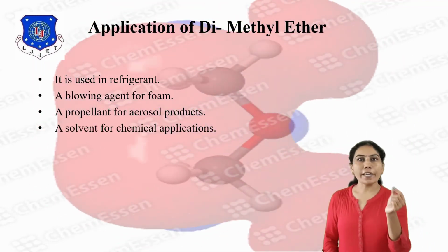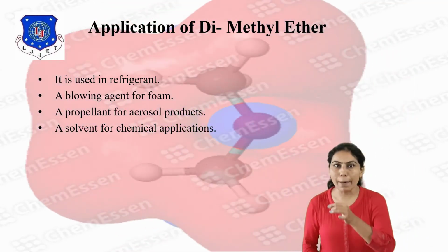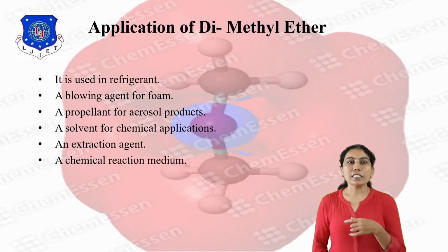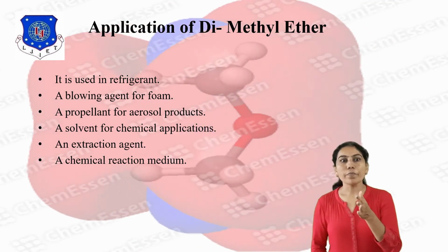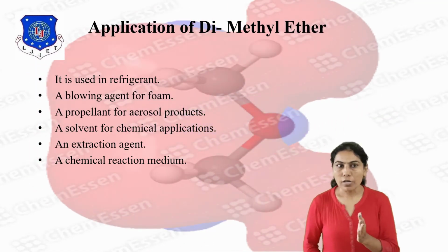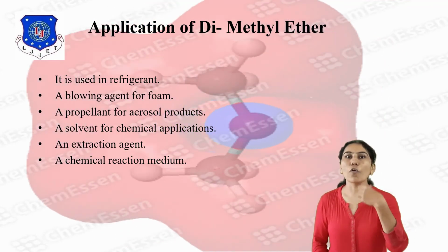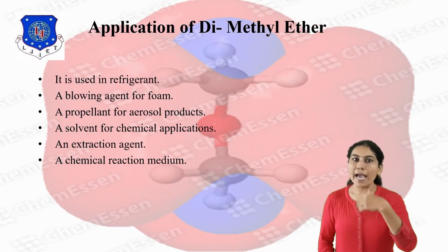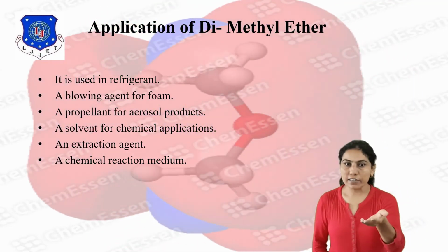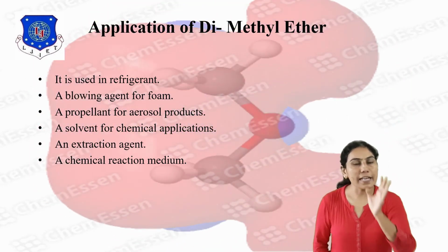It is also used as a solvent for chemical applications, as an extraction agent, and as a chemical reaction medium. This is the application of dimethyl ether: as a refrigerant, a blowing agent for foam, a propellant for aerosol products, a solvent for chemical applications, an extraction agent, and a chemical reaction medium.